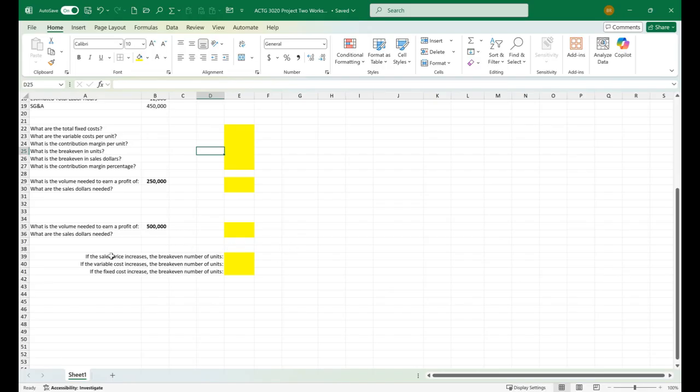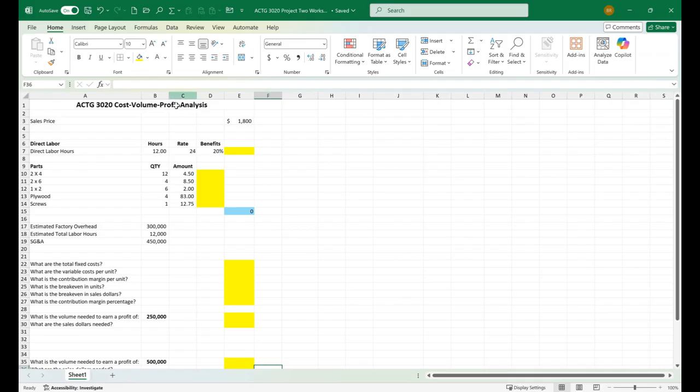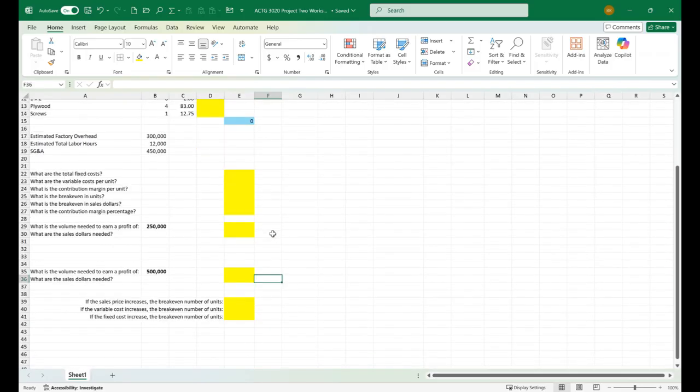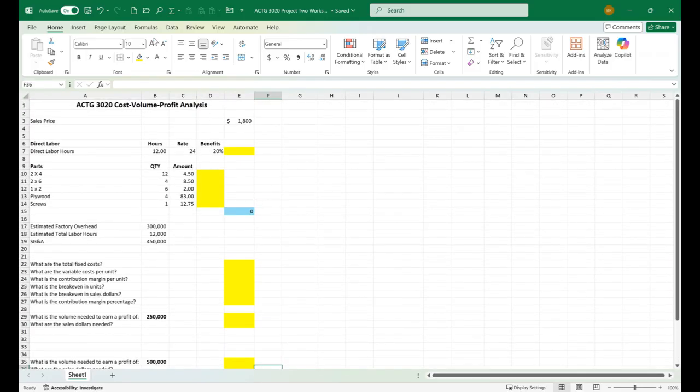And then lastly, it's just okay, if the sales volume price increases, the break even number of units, you just select either increase, decrease, stay the same. Okay, same thing for these three questions. So this really shouldn't take you long. If you're good with Excel, you should be able to put in some formulas and come up with a result. But that really is all you need to know for project two.